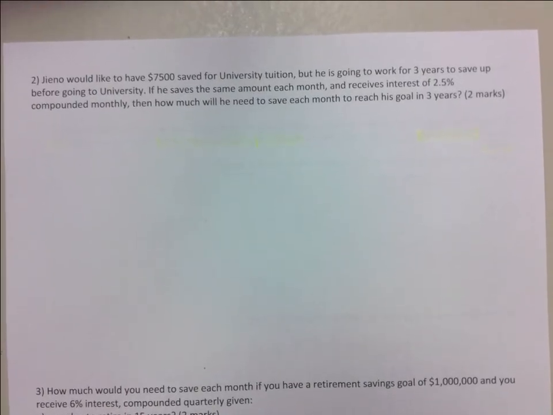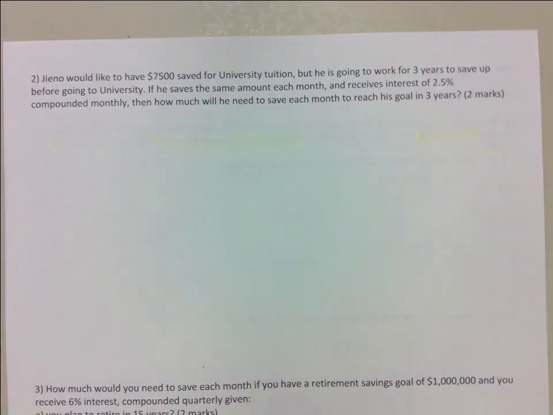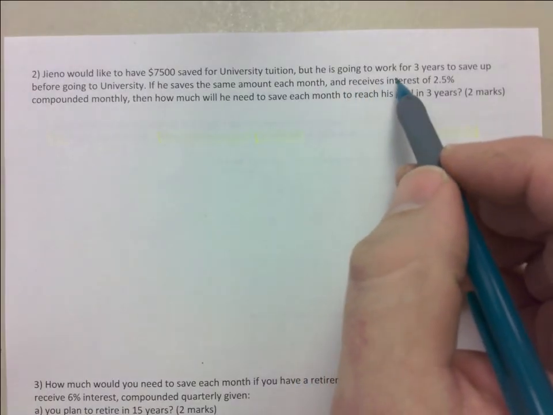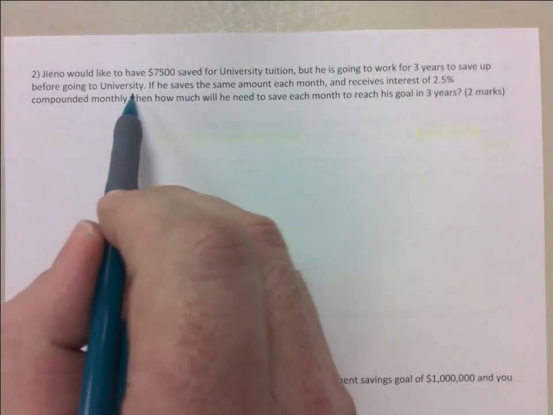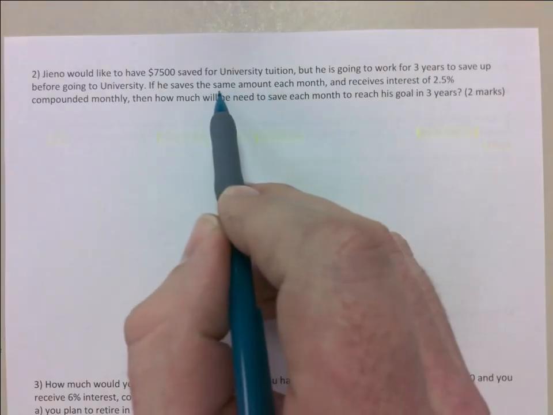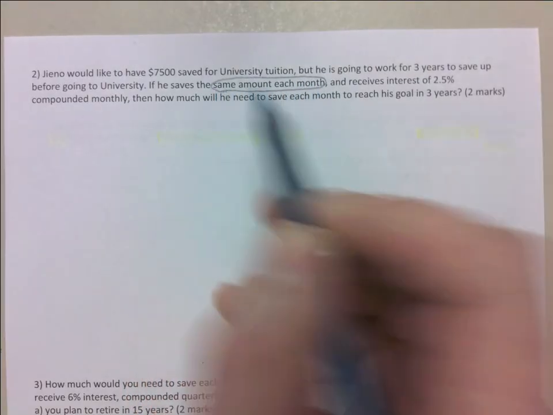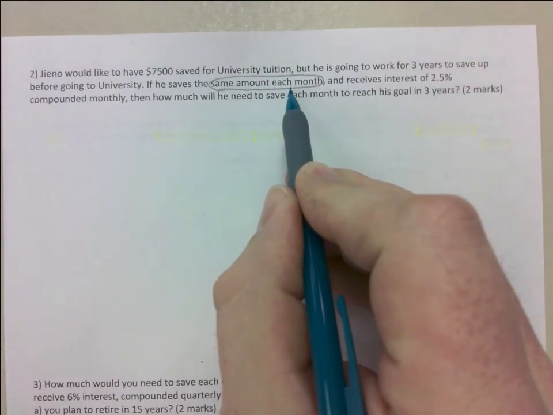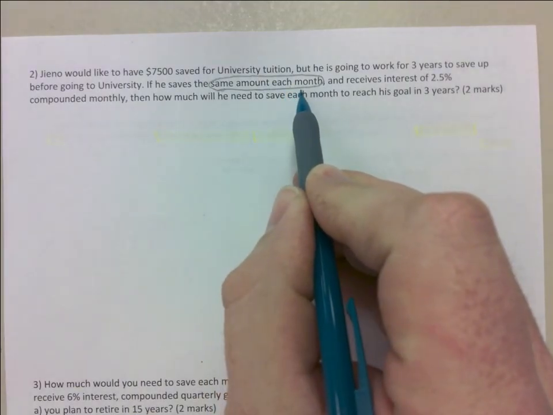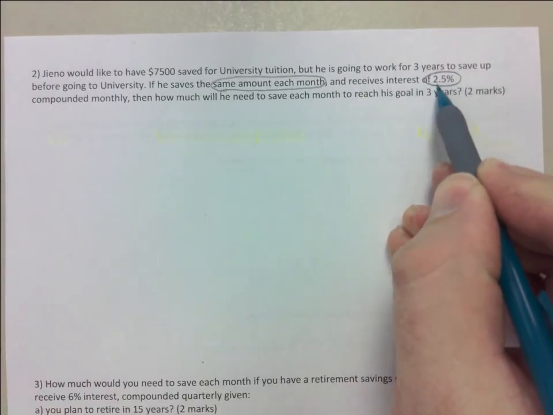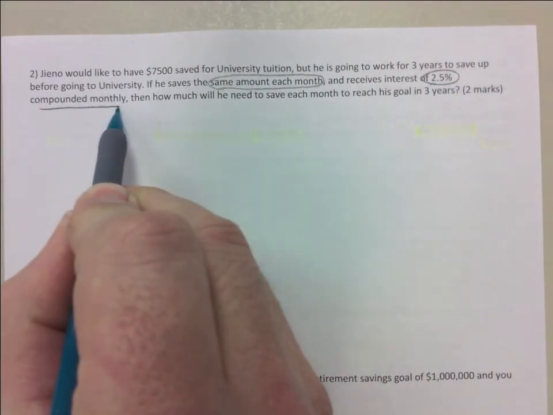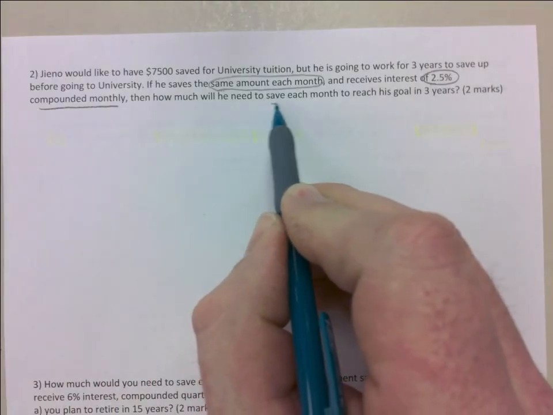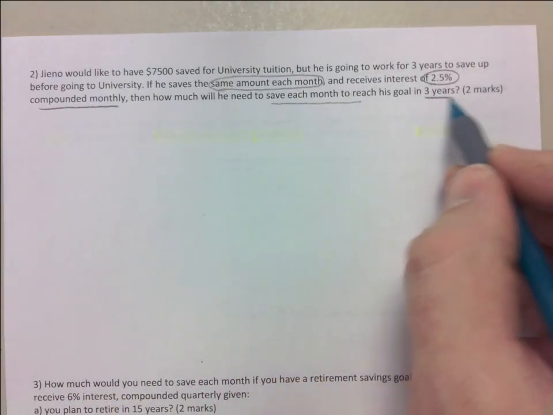Geno would like to have a certain amount, $7,500, for university tuition, but he's going to work for 3 years to save up before going to university. He saves the same amount each month, okay? So what are we talking about? Regular contributions every month. That's what that is saying. There's a PMT amount here at play. Interest rate, 2.5%, compounded monthly. How much will you have to save each month to reach that goal in 3 years?